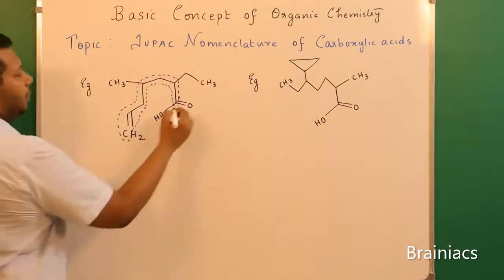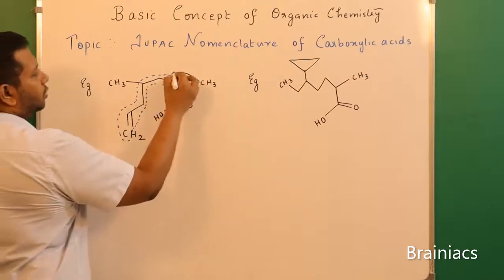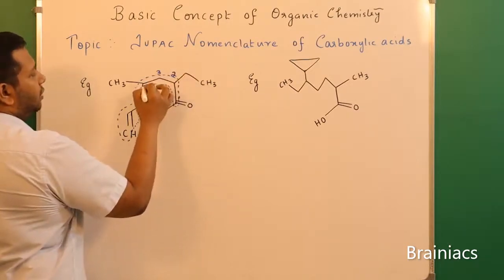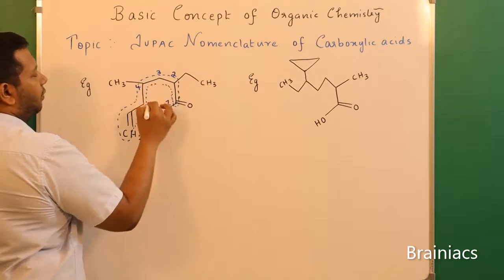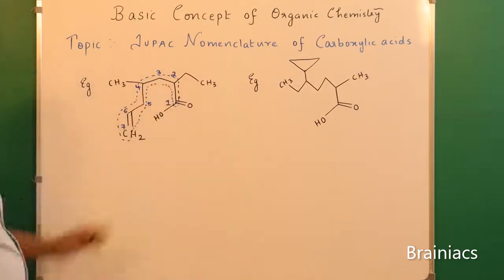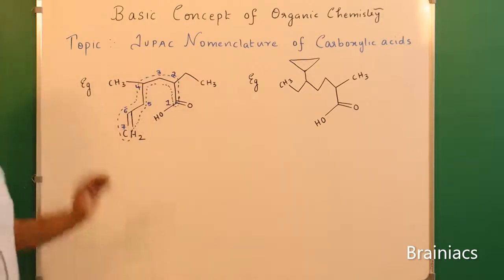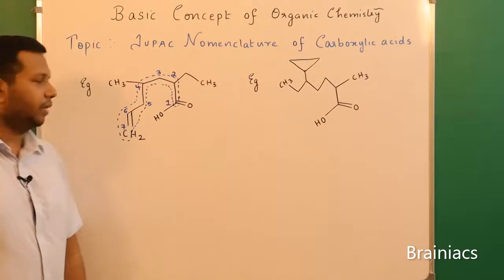Next thing is numbering. I know that the minimum number should go to the functional group. So 1, 2, 3, this should be 4 and this should be 5, this should be 6 and this should be 7. Okay, I hope the numbering is clear for you. Now we need to follow the format. So what is the format to be followed?